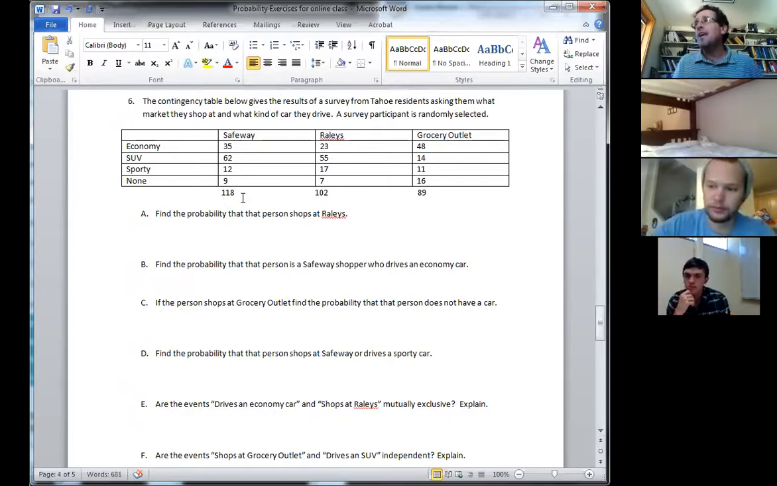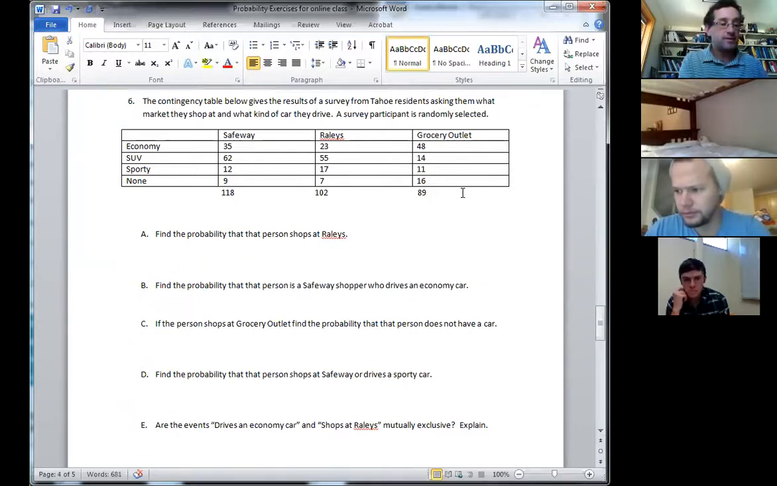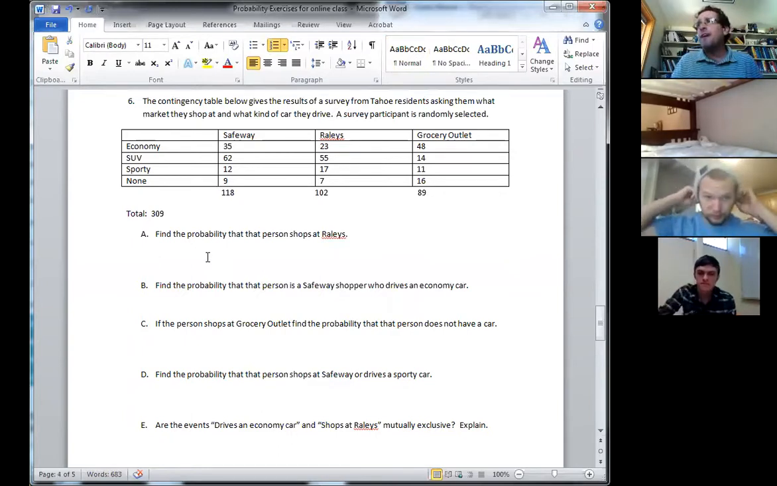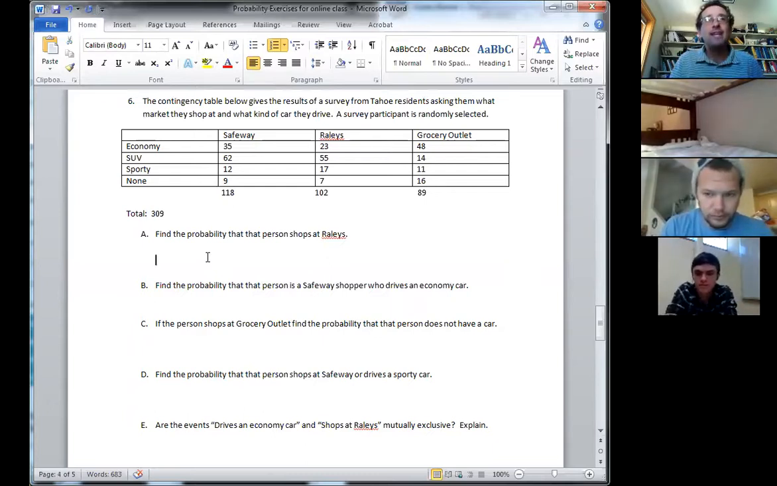Okay, then 108 plus 118 plus 102 is 220, plus 89 is 309. So the total sample size was 309. It's an important number. Any questions? That's just writing down the totals. So now find the probability the person shops at Raley's. And the idea is it's really easy. So if you're struggling, then you're probably not trying to make it easy. So what's the probability they shop at Raley's?